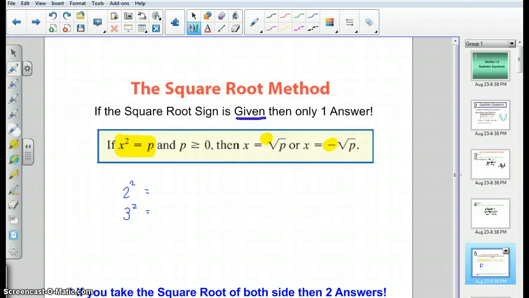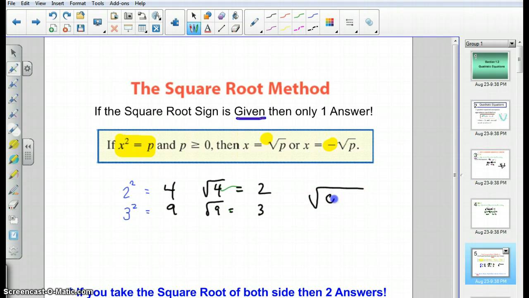To undo square roots, we want to square. Well, to undo squaring, we're going to take the square root. For example, we know that 2 squared is 4. And if you take the square root of 4, we're back to 2. And 3 squared is 9. But if you take the square root of 9, we're back to 3. So I oftentimes say the square root of a cow squared is back to the cow.